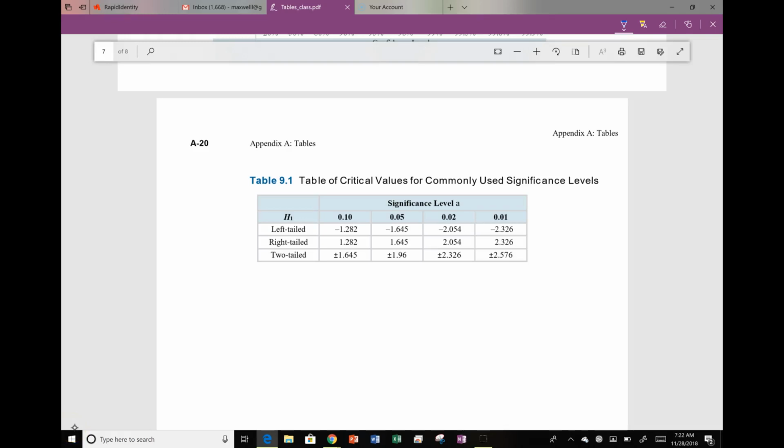When you're looking for critical values, there are two different ways of doing it. It depends on if you're using a Z chart or a T chart. We use the Z when we're given sigma, or the population standard deviation. If we're not given this information, then we use a T.